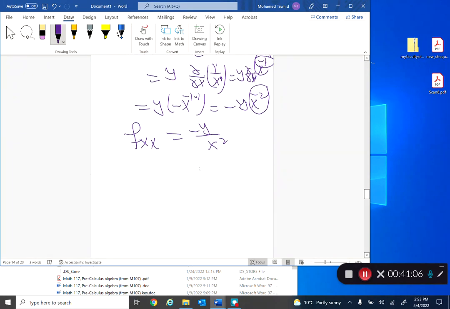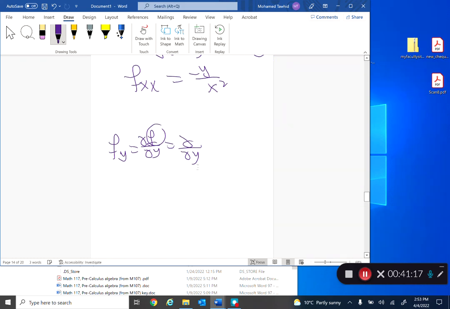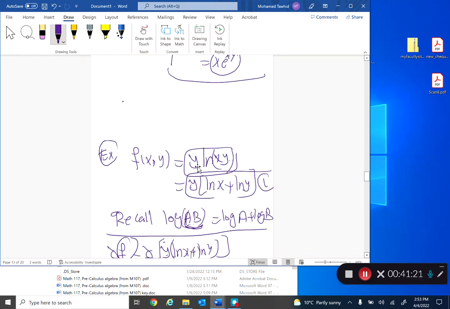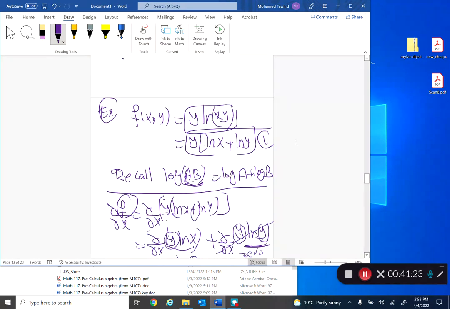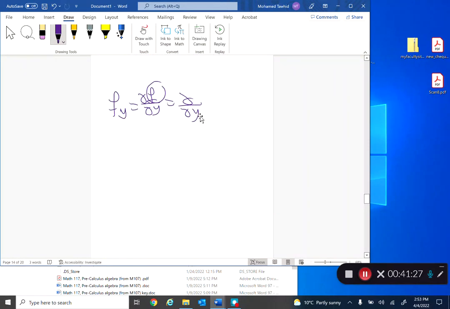So now if I ask you, what is f sub y? F sub y is the partial derivative with respect to y. Then what is your f? So I have to go up and copy it here. What do you have for this one? y multiplied by ln of xy. I simplified this equation before, so I have to write it down.